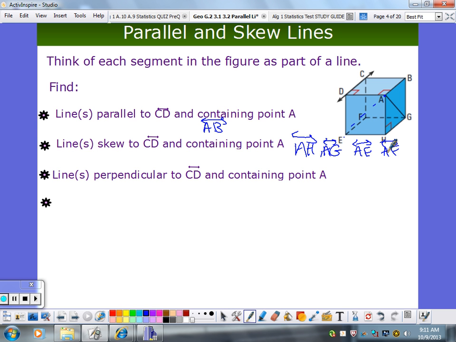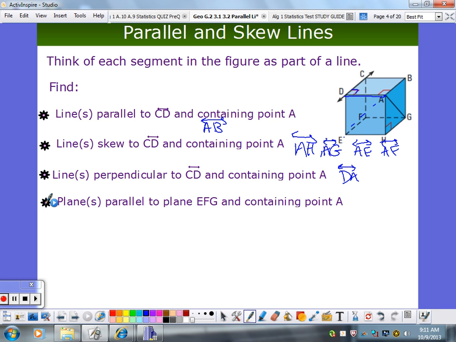Good. All right. How about some perpendicular lines that contain A? So we're perpendicular to CD. Yeah. DA. Because that's going here, right? So how many others with A? I need point A. I don't see any.